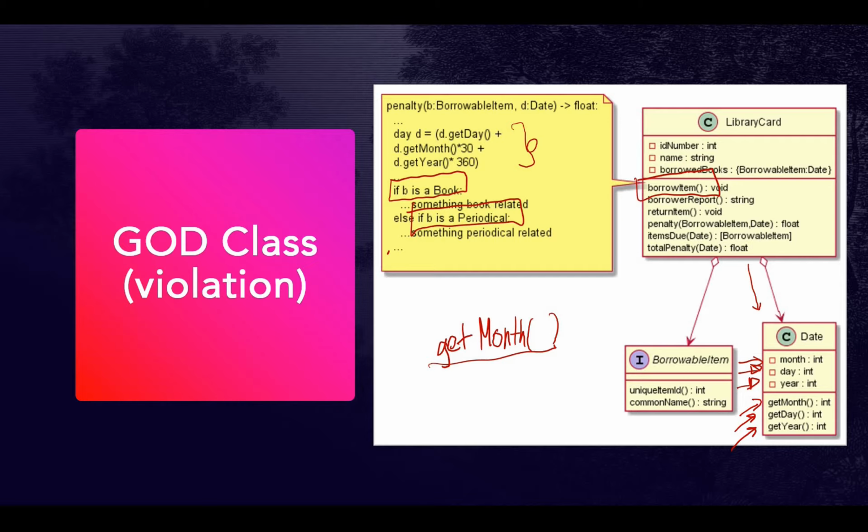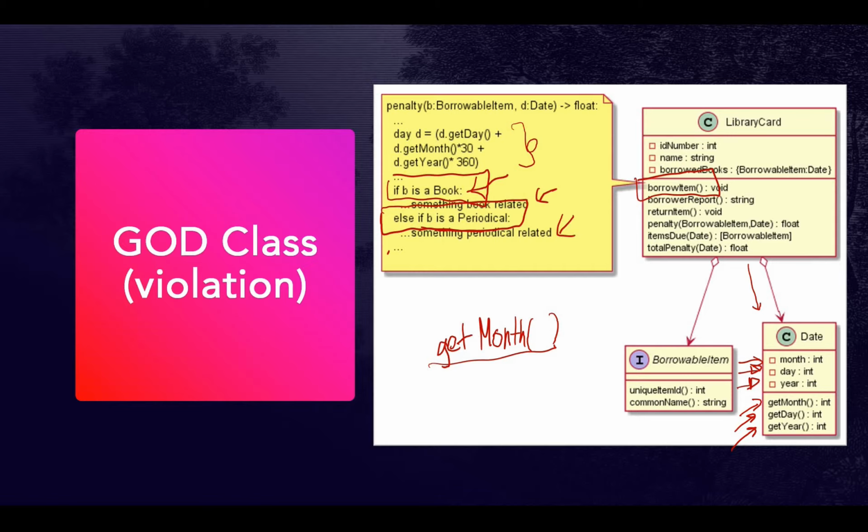What is going on right here is some sort of discrimination, because library card has to ask this instance B right here, what is your exact type? What is your exact race? Are you a book? Because if you are a book, I'm going to treat you this way. If you are a periodical, I'm going to treat you another way. So again, whenever you find yourself doing these kinds of checks, you should consider refactoring your code, because that is a symptom of not good design.